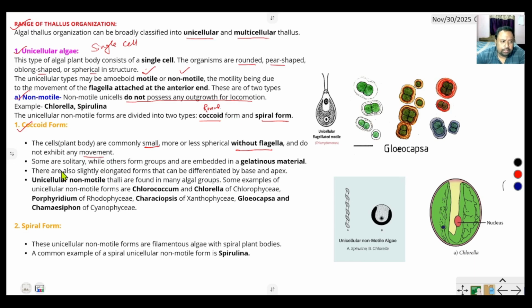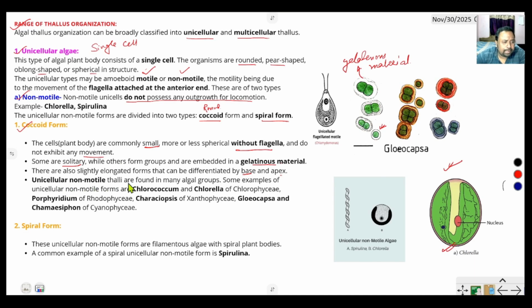Sometimes they are solitary, that means a single cell. In other forms, groups are embedded in a gelatinous material, which is formed during unfavorable conditions. There are also slightly elongated forms that can be differentiated into base and apex. Some non-motile algae contain two parts, the base part and the apex part.